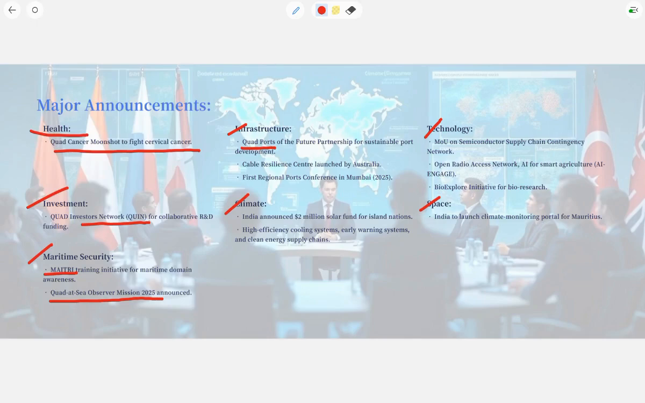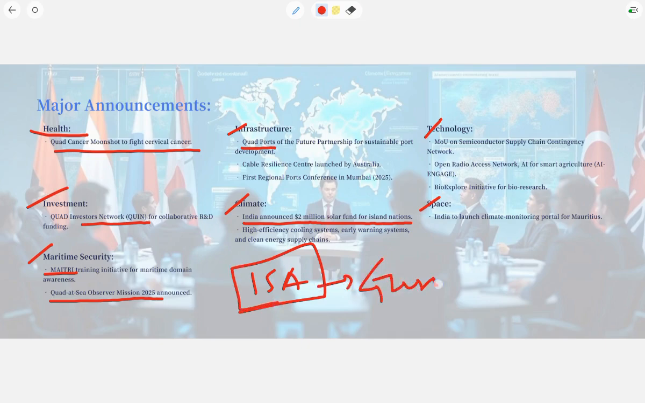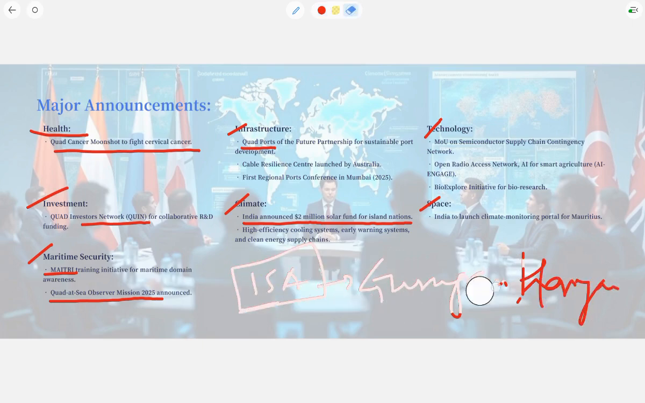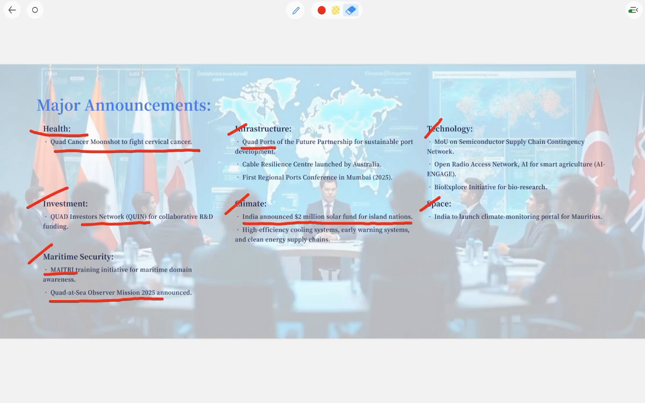In terms of climate, India announced a $2 million solar fund for island nations. We all know that India propagates its idea of the International Solar Alliance and its headquarters is also there in Gurugram, Haryana. So we all can see how India is leading in terms of renewable sources of energy, ISA, International Solar Alliance, and an MOU on a semiconductor supply chain contingency network.